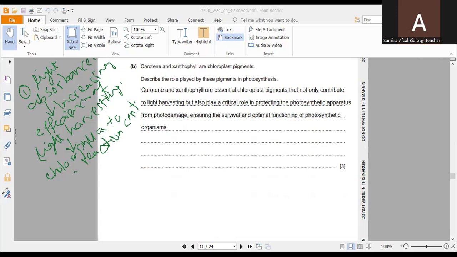And in the reaction center, it is used to drive the light dependent reactions, such as photolysis.